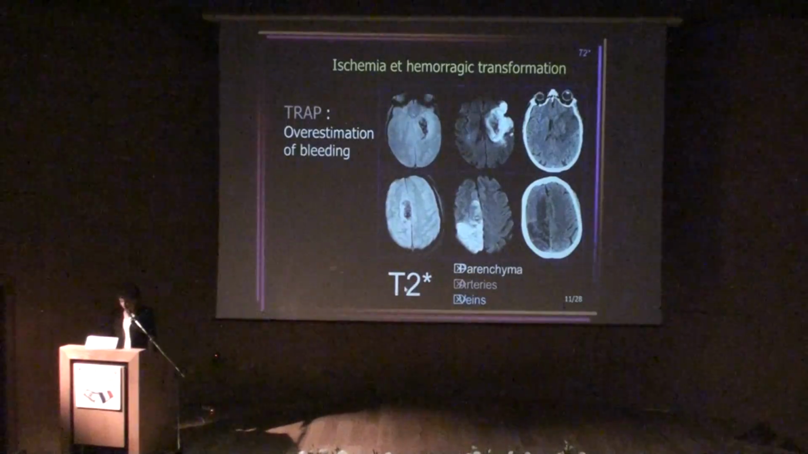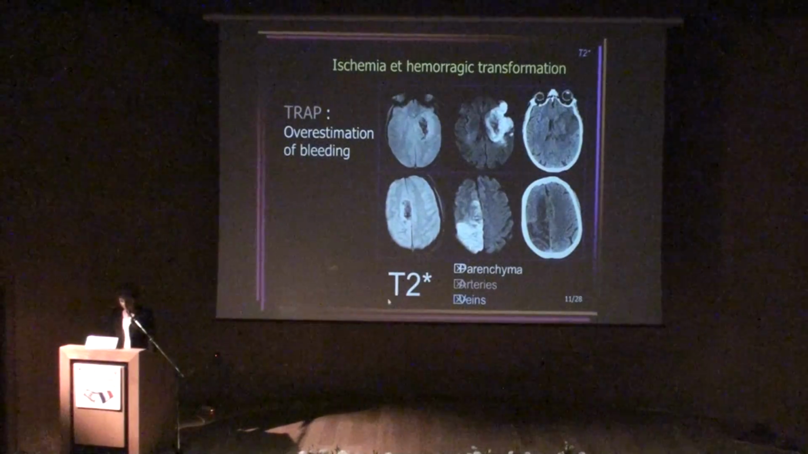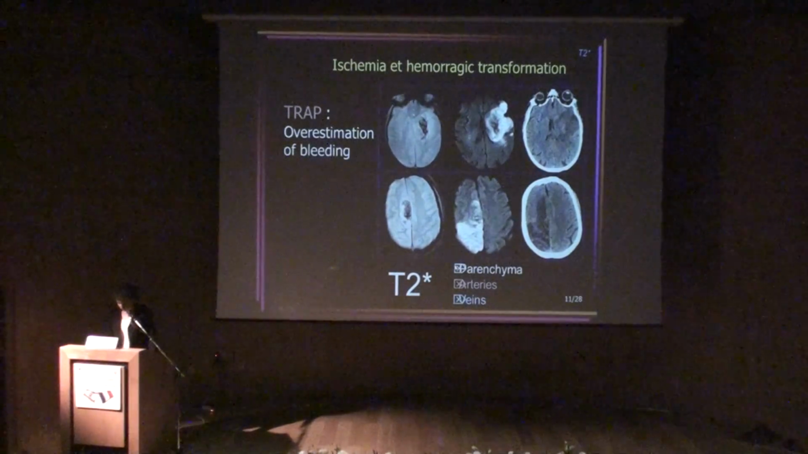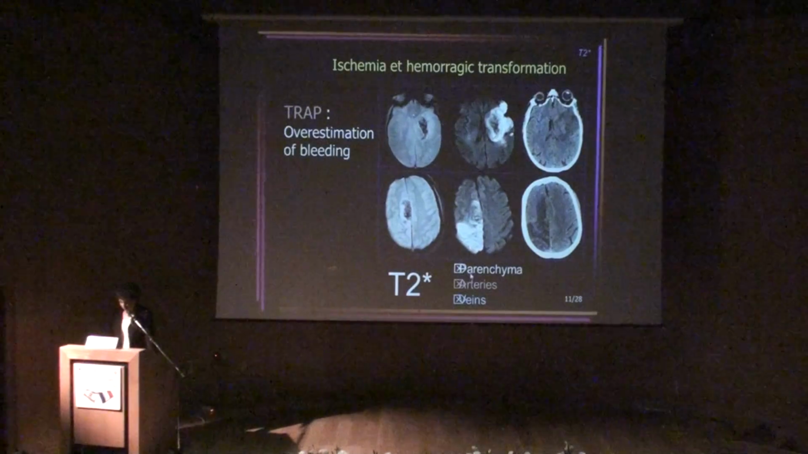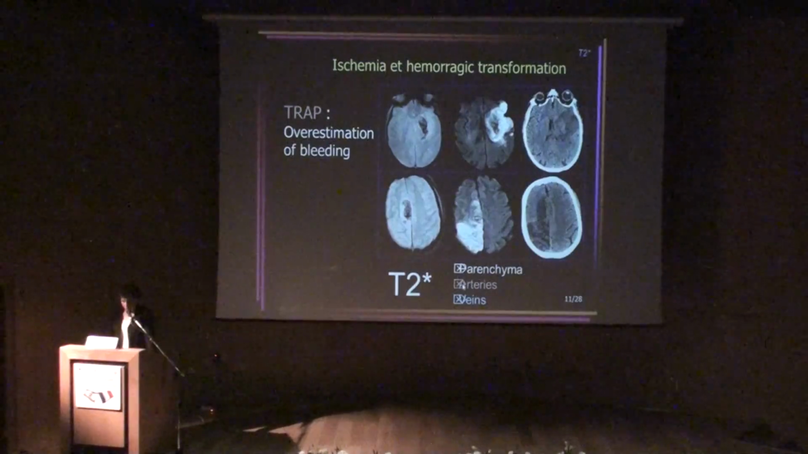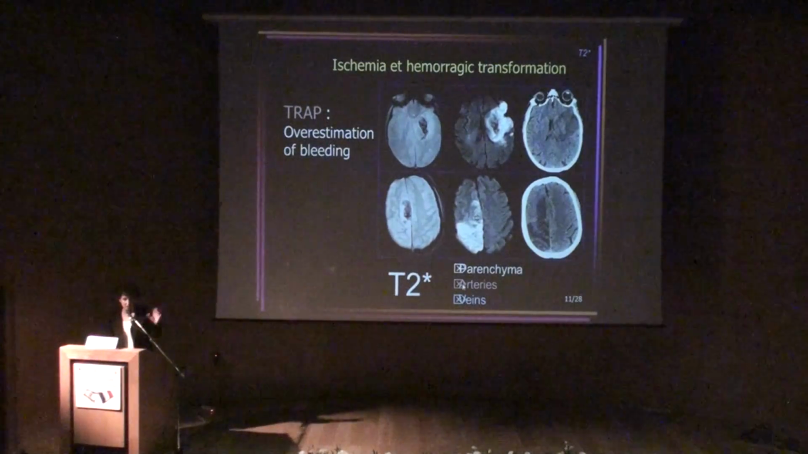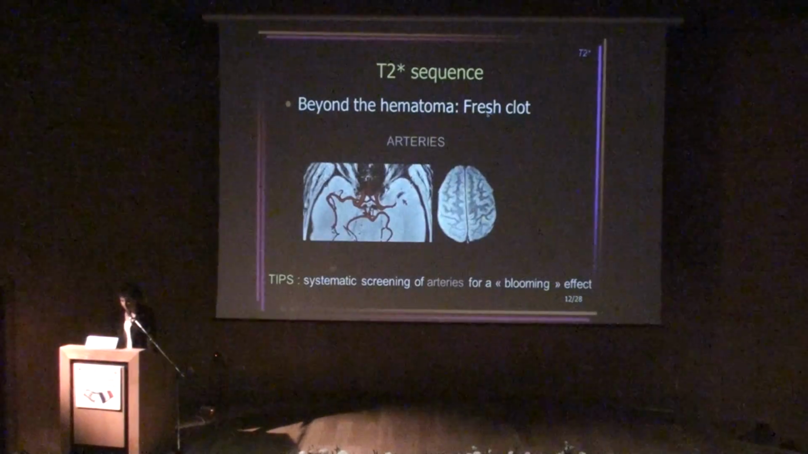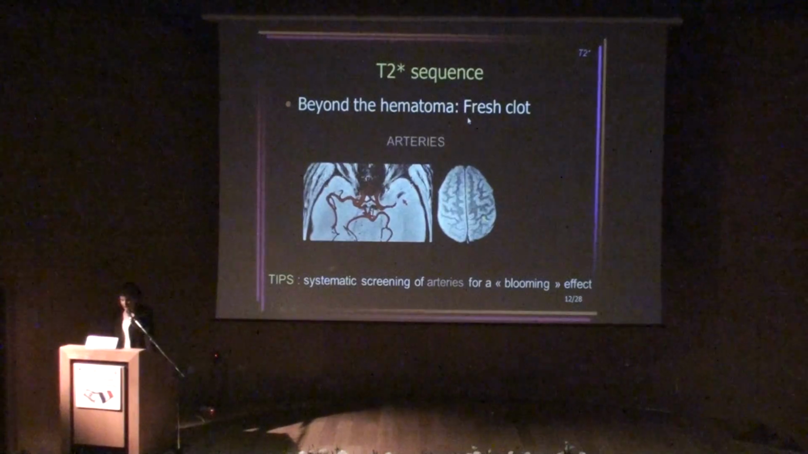Okay, so I talked about the parenchyma. Oh, funny, my arrows are funny. I talked about the parenchyma, of course, on T2 star. We will also look at arteries and veins, but I think we talked about it a little bit, so I'll be quite quick on that topic.